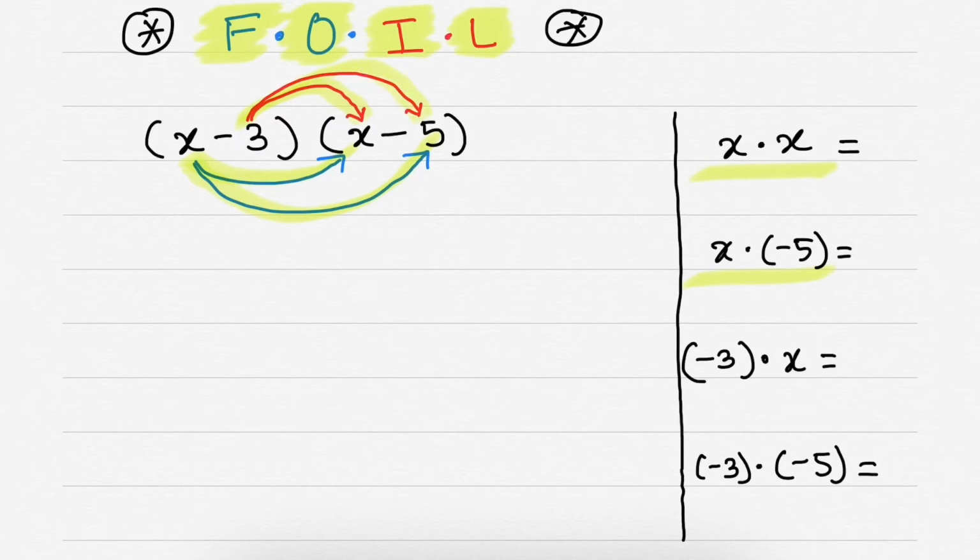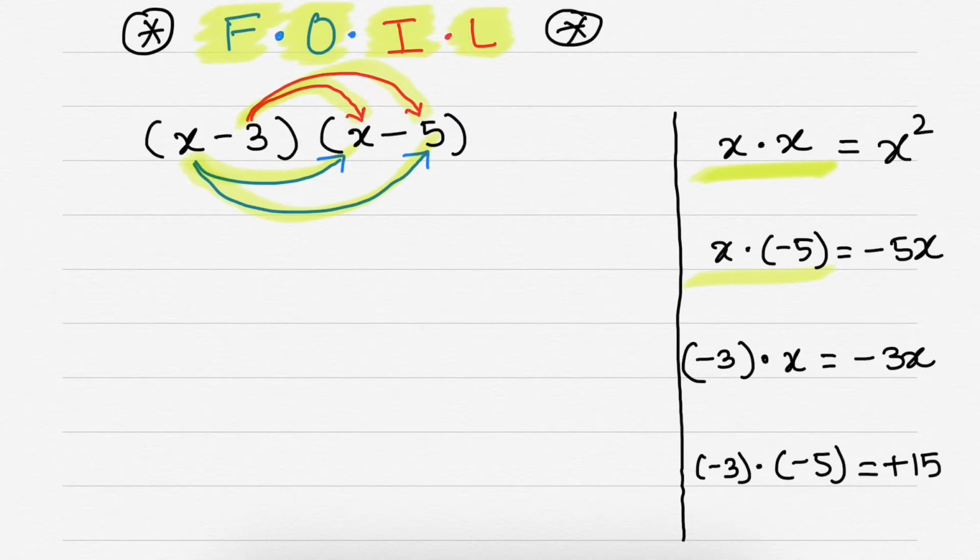-5. So whenever you multiply x and x, like is shown here, x multiplied by x always gives you x square. Okay, x multiplied by -5 will give you -5x. -3 multiplied by x will give you -3x, and -3 multiplied by -5. We know that whenever two negative signs come together, we'll make positive, so we'll get the positive answer, and 5 multiplied by 3 is 15.